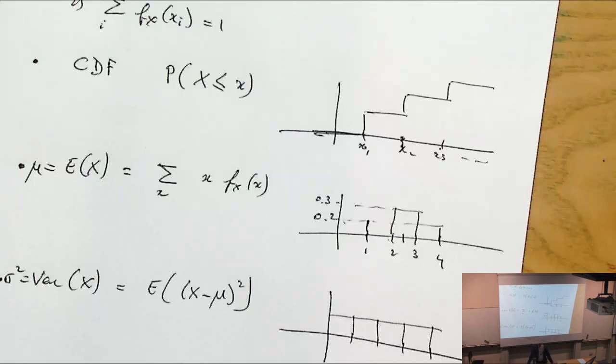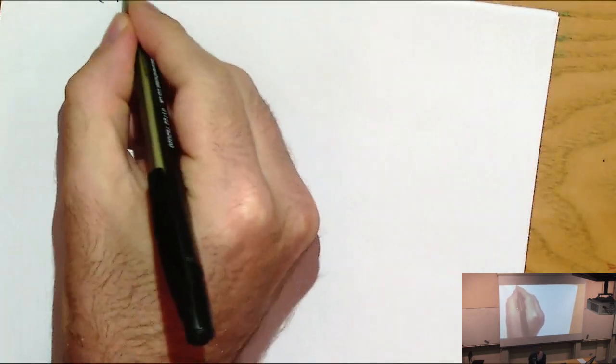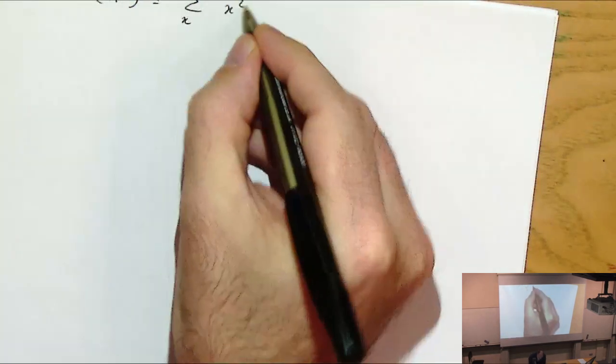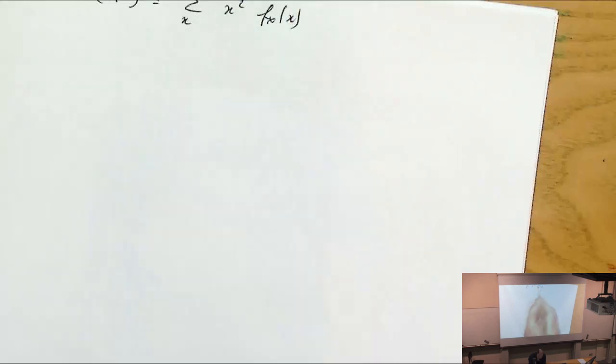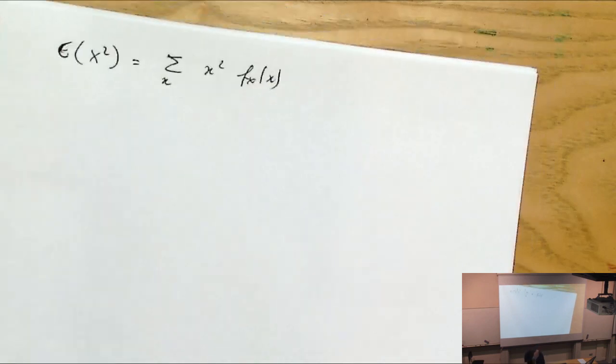Good. Then we looked at some properties, and I had some questions about this after the lecture. We had this quantity, for instance, and we said this is essentially the sum over all x of x squared multiplied by the probability mass function.